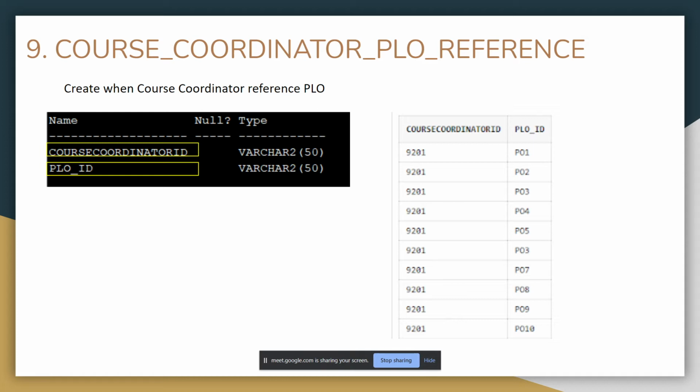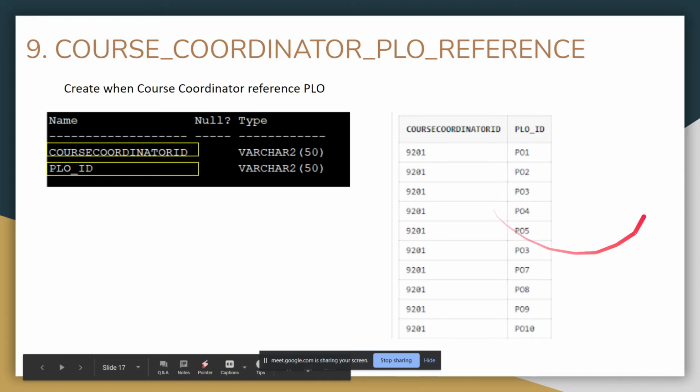So moving to the next entity, the course coordinator PLO reference. The first attribute is same, course coordinator ID, which references the course coordinator using the course coordinator ID attribute, and PLO ID references the program learning outcome entity's PLO ID attribute. So you can see the data we enter here is beside here.